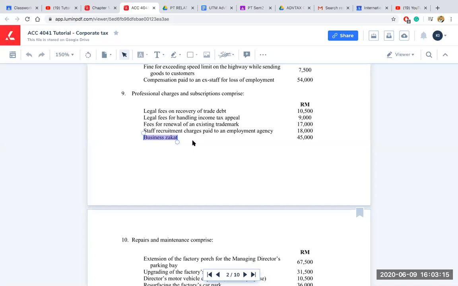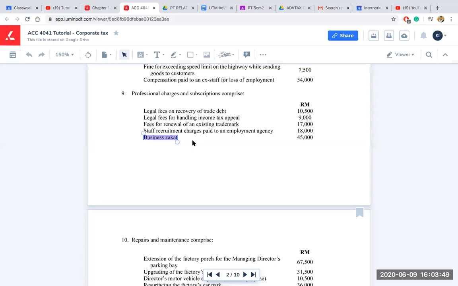But below the line it is allowable, because under section 44C it allows you to deduct your business zakat, but the amount is a maximum of 2.5% of your aggregate income. So your tax treatment here is that you have to add back your zakat first. That's why I say, when you make an adjustment, you must know why you make such an adjustment. Why is it not allowable? Why do you have to add back? For business zakat, why do you add back? Because the expense incurred is not in the production of income. So you have to add back.